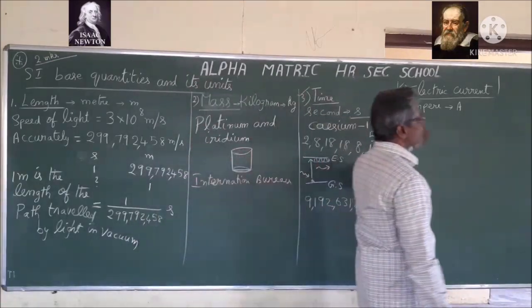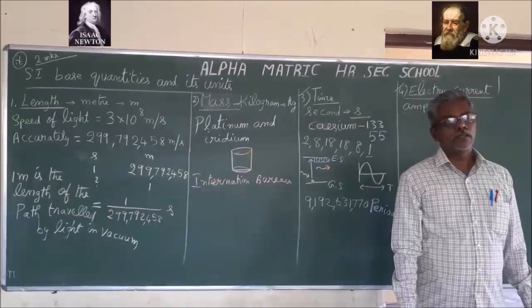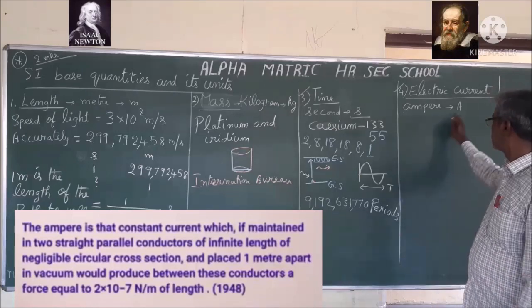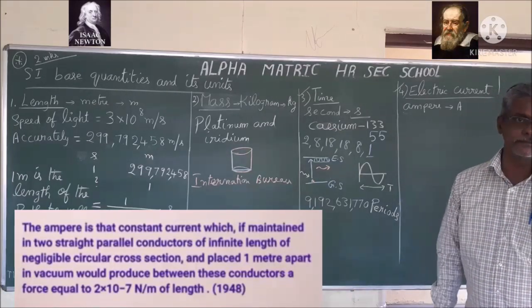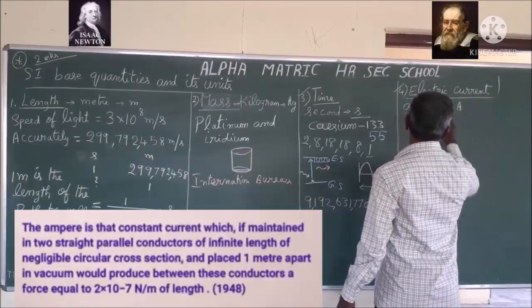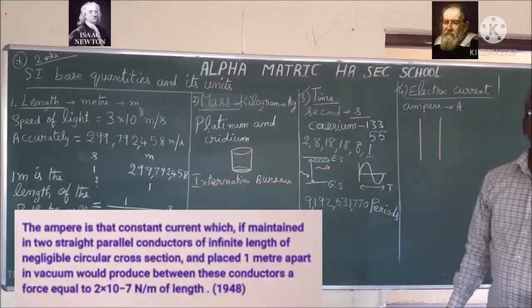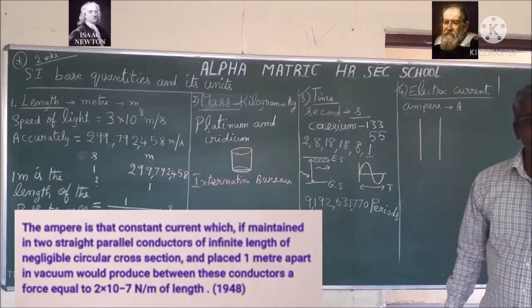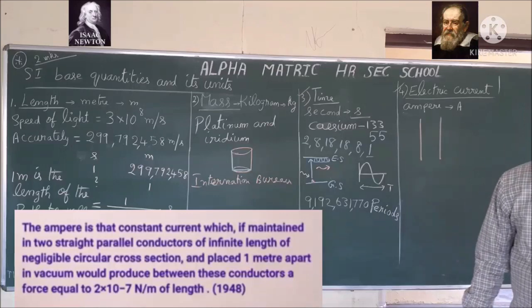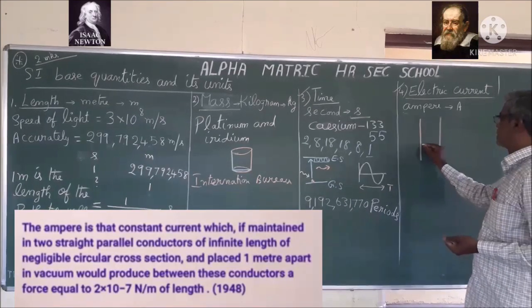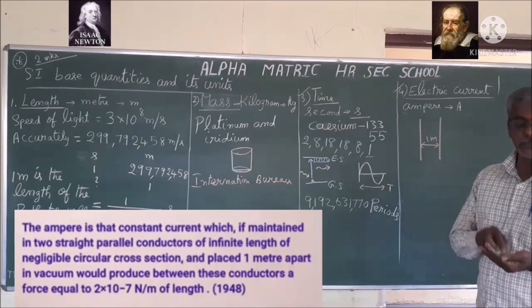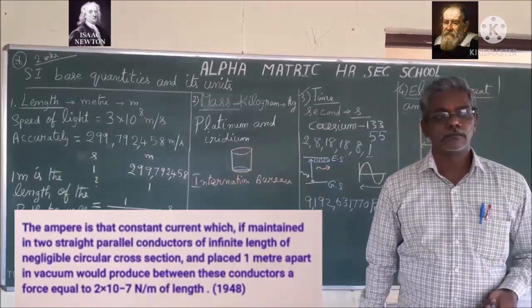Now, we are going to electric current. The unit for electric current is ampere and the symbol is capital letter A. Let us consider two infinitely long straight conductors, separated by a distance of 1 meter apart.